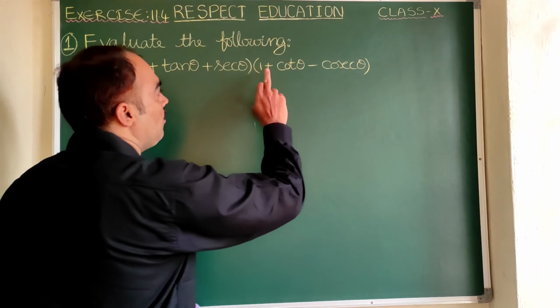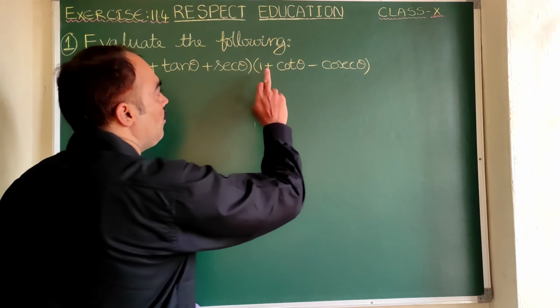Now, what can be cancelled? Plus 1 and minus 1. Now what is left here? 2 cos theta into sin theta divided by cos theta into sin theta. Here you observe, this is a single term, 2 into cos theta sin theta. Here also a single term, cos theta into sin theta. Since it is a product, what can be cancelled? Cos theta can be cancelled and sin theta also can be cancelled. So what is the answer? 2. It is equal to 2.